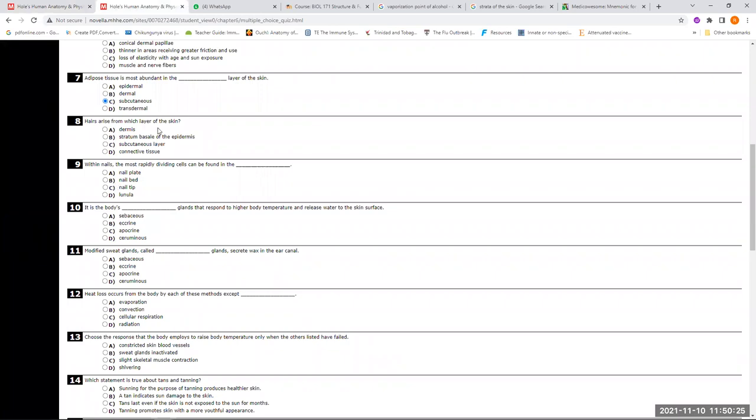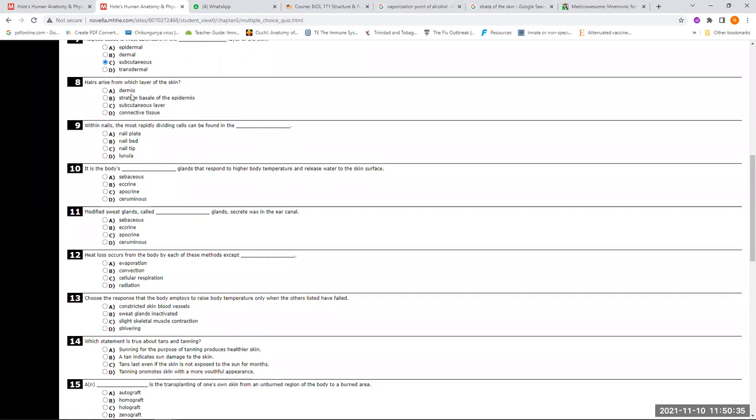Hair arises from which layer of the skin? If you had to say, which layer does hair arise from? Does it come from the dermis? Now the dermis is all the way below. So does it come from there? No. What's the mnemonic for remembering the layers again? I forgot. Come, let's get sunburned. So from which layer of the skin do we get hair from?